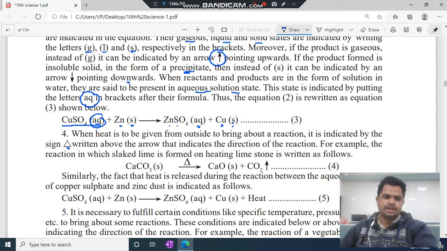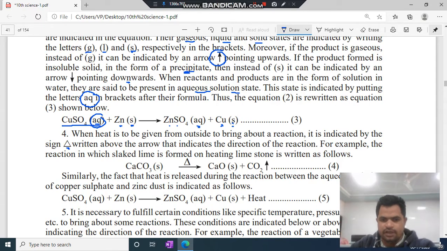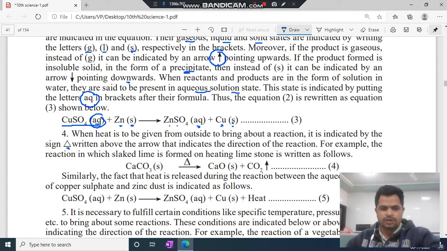For example, the reaction in which slaked lime is formed on heating limestone is written as follows. Look here, calcium carbonate gives us calcium oxide and carbon dioxide. Carbon dioxide is a gas, that's why we have shown the arrow here, and this delta, a triangle, we have given because when we heat calcium carbonate, calcium oxide is formed. That's why we have written delta here. This is limestone. When we heat limestone, we get quicklime, with removal of carbon dioxide gas.